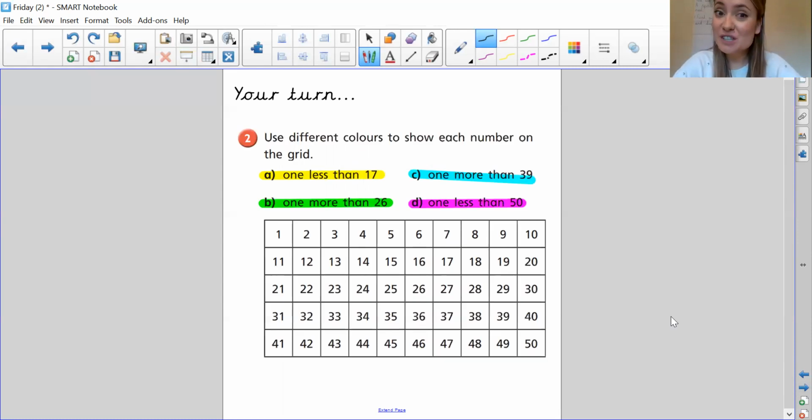Okay, if you're up for a challenge, we're going to have a go at this challenge. So it says use different colours to show each number on the grid. So 1 less than 17, 1 more than 39. So you can get an adult or somebody to draw this grid for you, see if you can work out what 1 less than 17 is and the rest of them and colour it in. Or you can write down the answers. That might be a little bit easier for you, but use my grid.